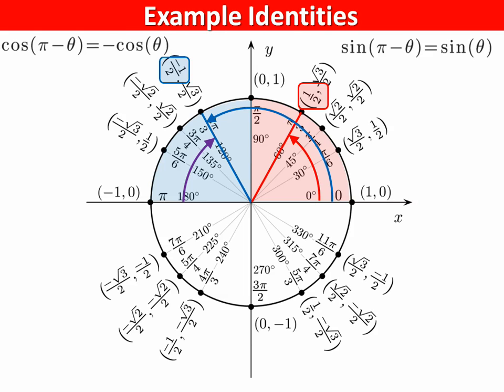This illustrates the identity cosine of pi minus theta equals the negative of cosine theta. Pause this video and compare the other x-coordinates as well to prove to yourself that this identity makes sense.